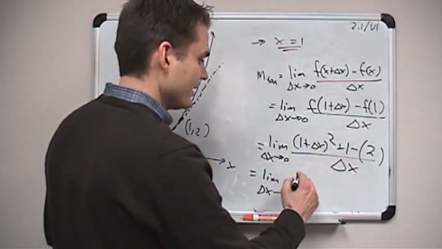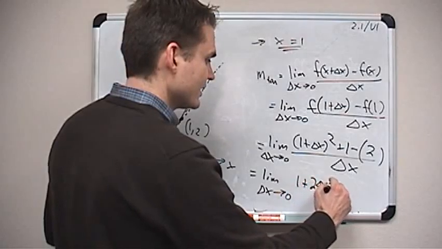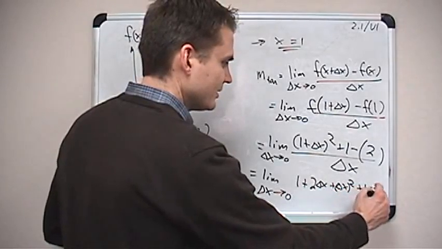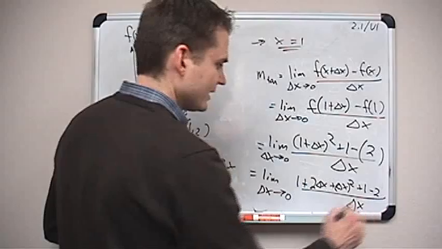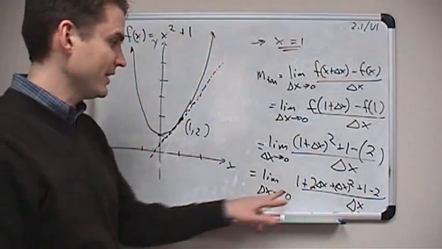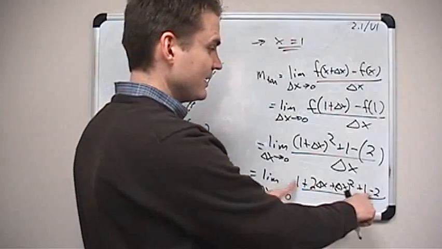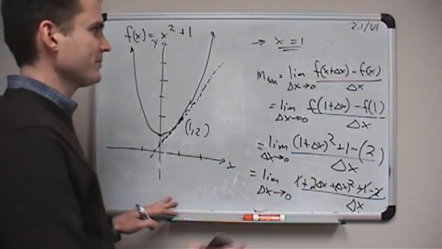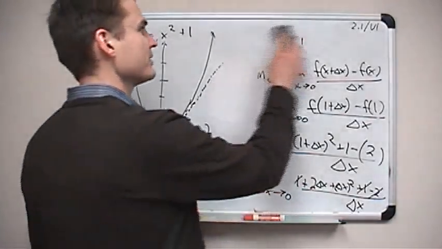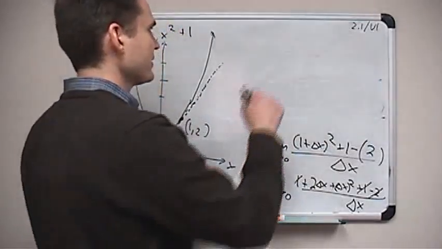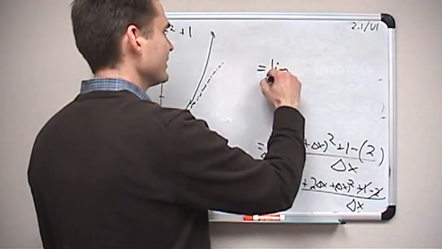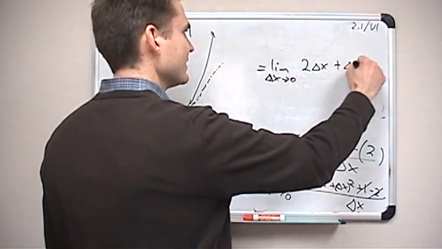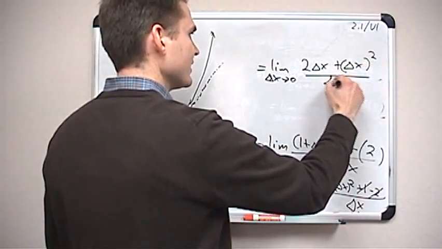If we FOIL this out, we get 1 plus 2 delta x plus delta x squared, okay, plus 1 minus 2 all over delta x. Now, you can simplify this. 1 plus 1 is 2, minus 2 is 0, so those all cancel. And if you look at the limit, which I'm going to have to go back and erase some of my earlier stuff to get the board space here, what I get for the slope of this tangent line, the limit as delta x approaches 0 of 2 delta x plus delta x squared over delta x.